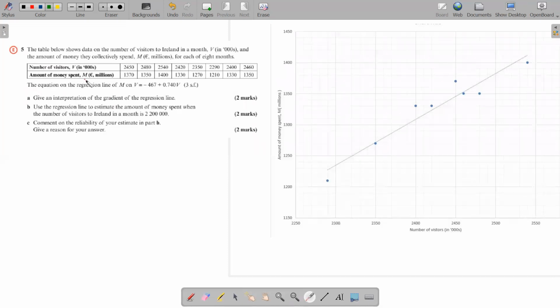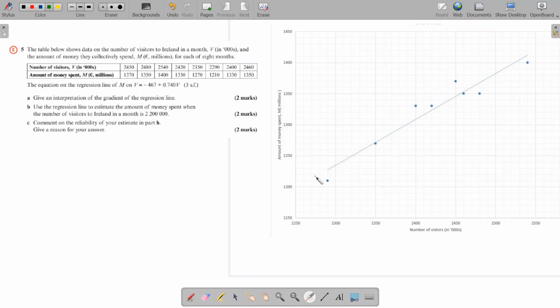They say the equation of the regression line of M on V is M equals minus 467 plus 0.740 V, to 3 SF. This is the equation of the regression line, and they've given it to you. They're asking you for an interpretation of the gradient of the regression line. They're not asking us to draw this, but anyway, we've drawn it. I explained how to draw it: you draw the scatter plot, then take points on the straight line and draw the straight line, and the regression line should give you the line of best fit.